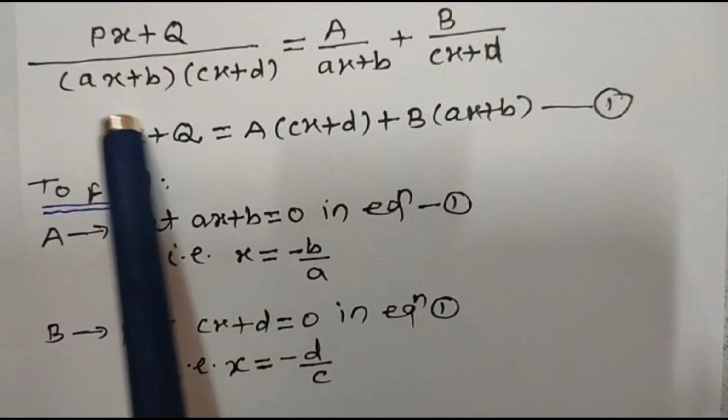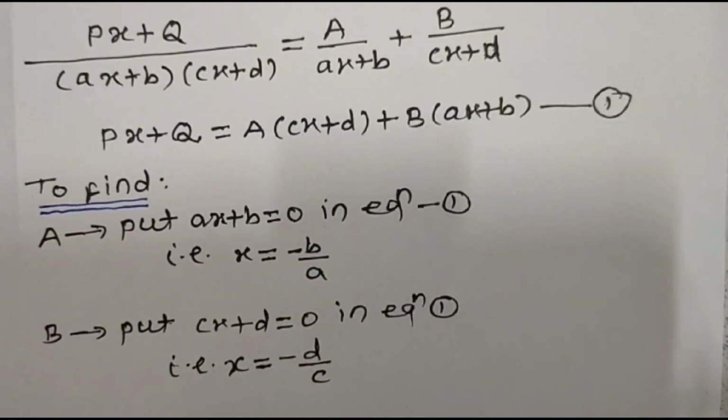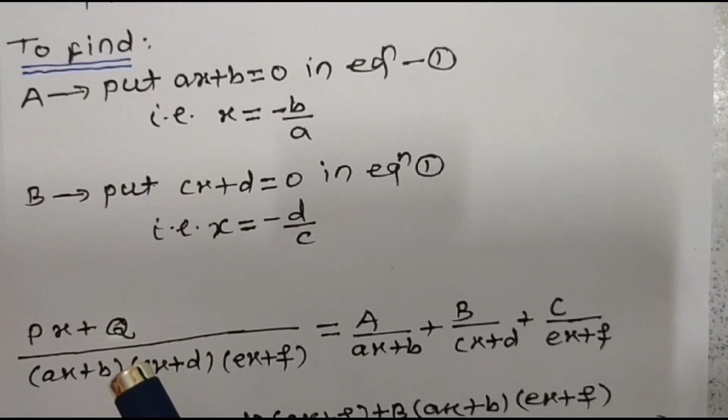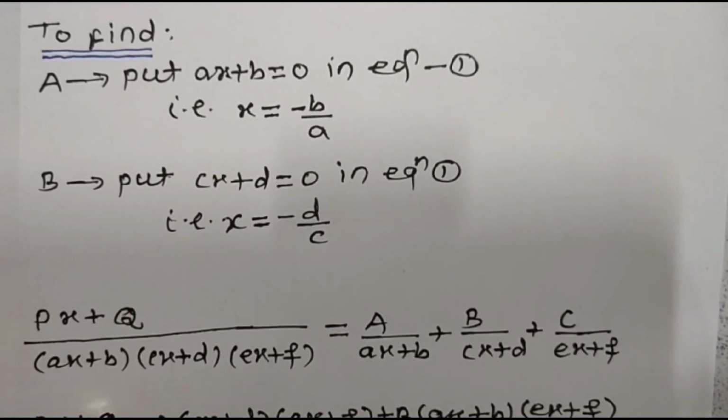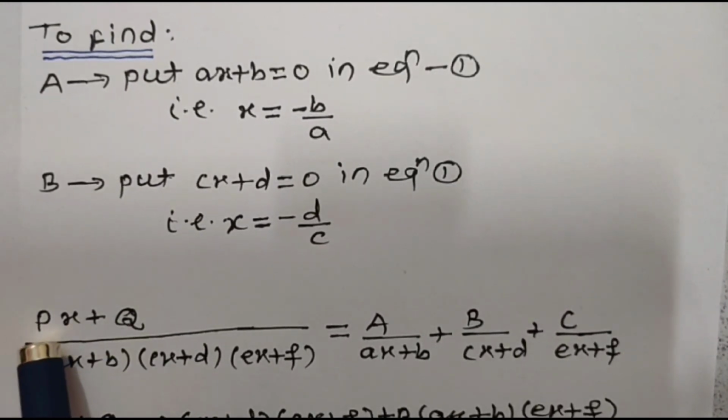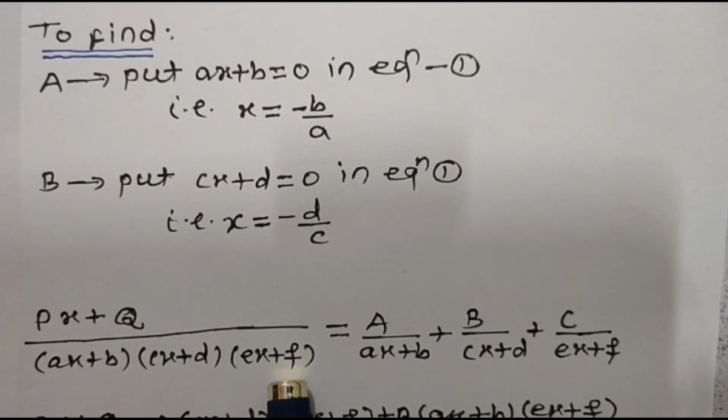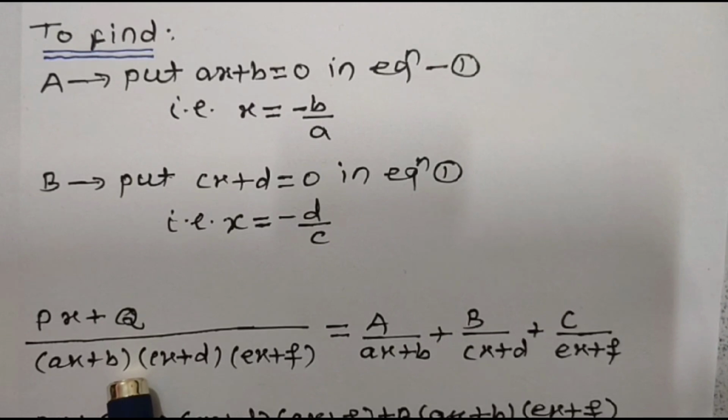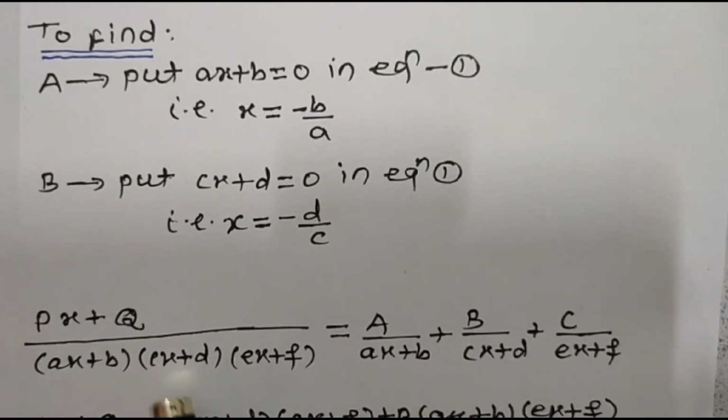Here we are considering two linear factors in the denominator. Suppose the rational function is of this type: in the denominator there are three linear factors, ax plus b, cx plus d and ex plus f, and the numerator is px plus q. The degree of the numerator is less than the degree of the denominator. That is nothing but a proper rational function.